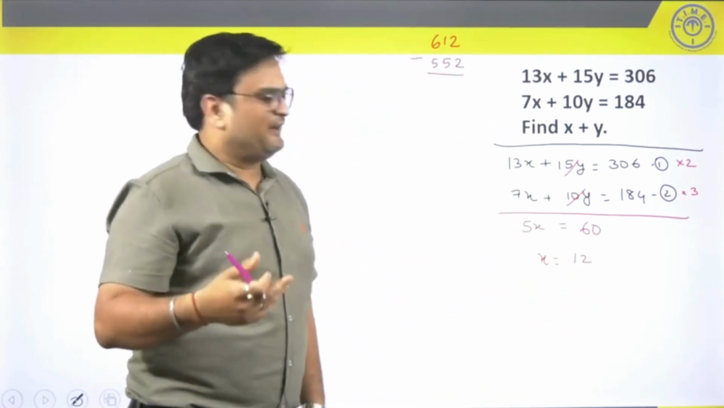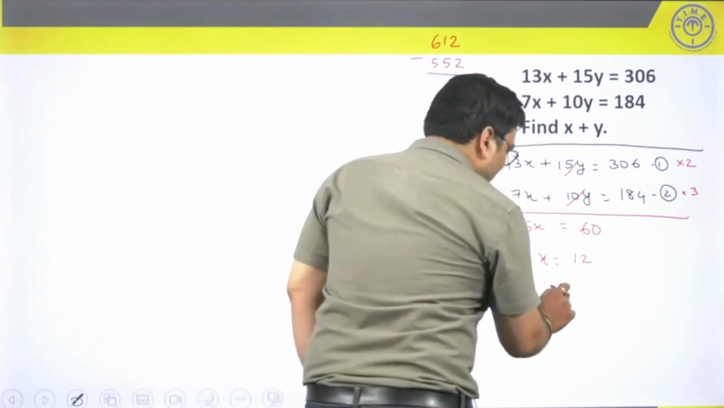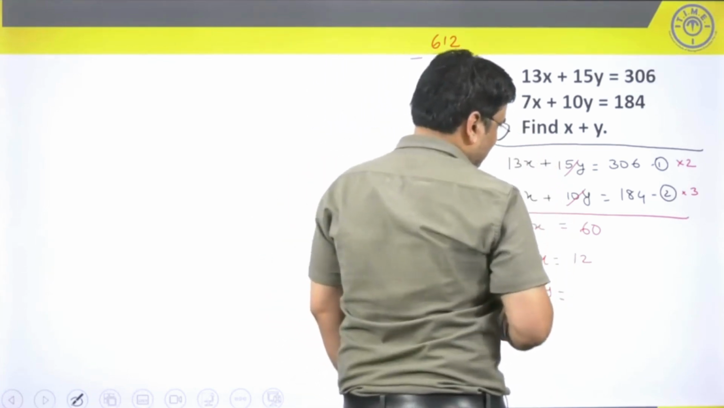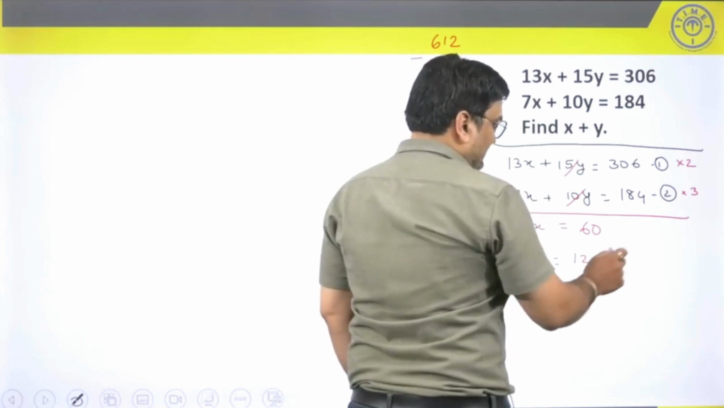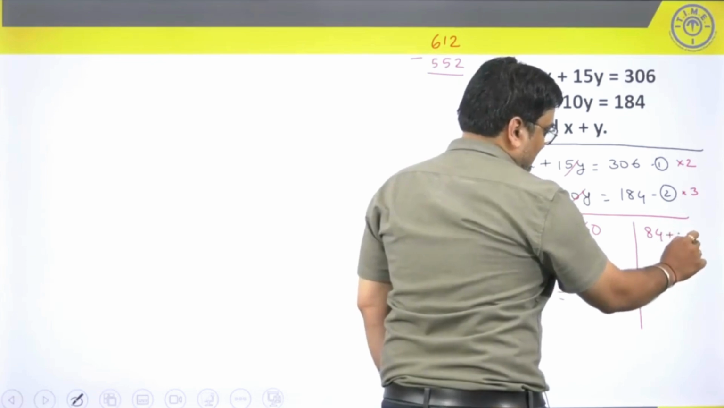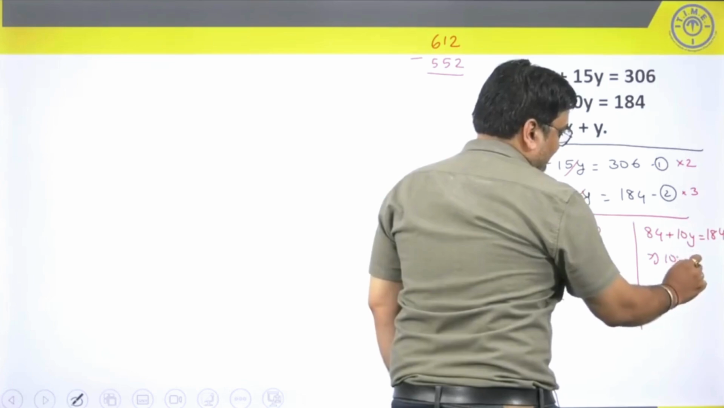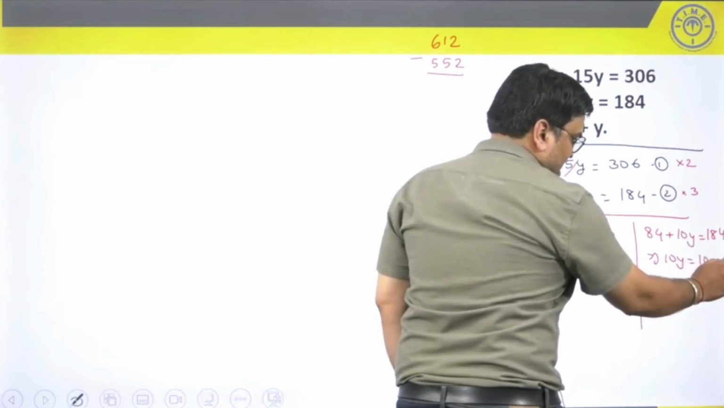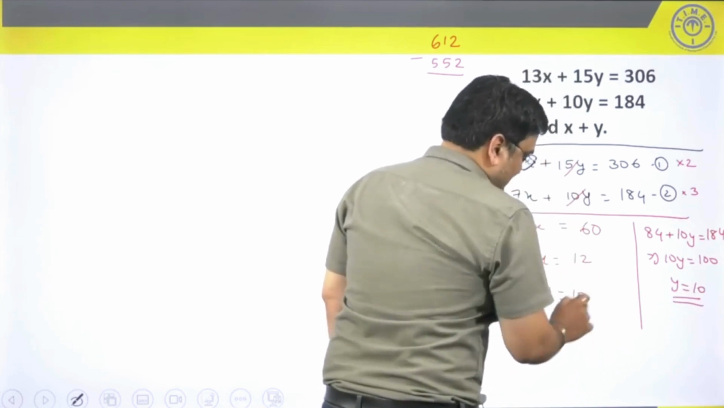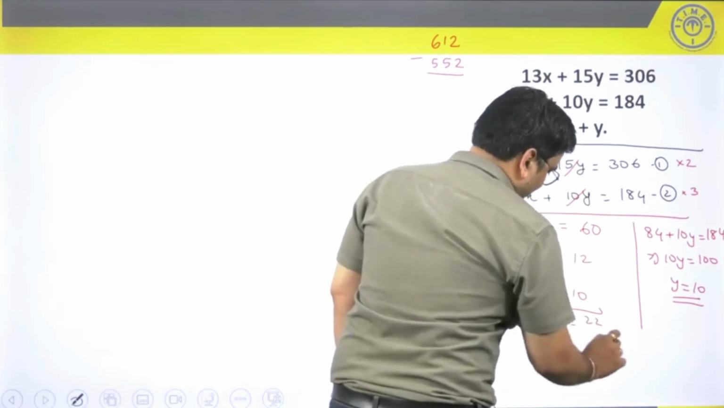But he's not asking us for x, he's asking us for x plus y, so we'll need the value of y as well. Now how do we get y? Substitute back the value of x in either equation 1 or 2. Let me use the second equation: 7 into 12 is 84 plus 10y is equal to 184. So 10y will be equal to 100, and hence the value of y is 10. Once you get x and y, x plus y will be 22.